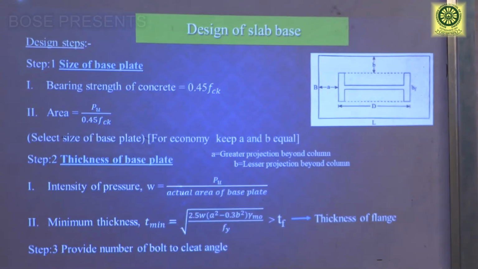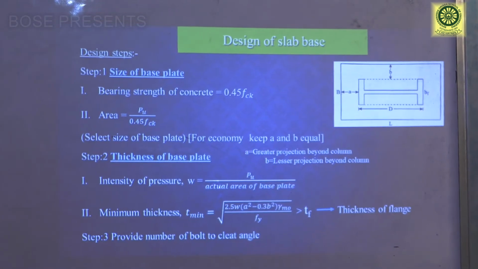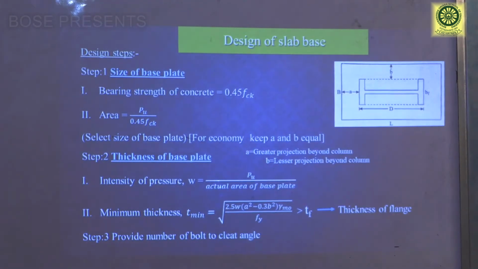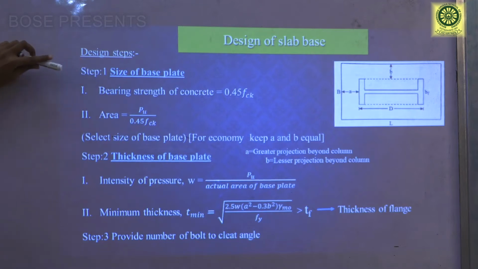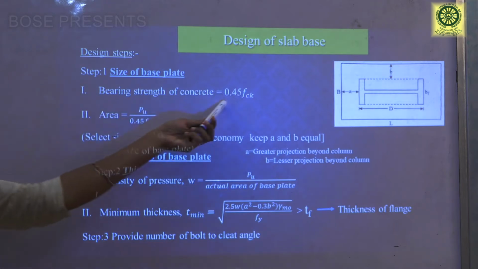Then design steps of slab base. In design steps of slab base, first step you need to calculate the size of base plate. For that, in the problem the load is given. To calculate the size of the base plate, means the area of the base plate, we need the pressure. So for that, bearing strength of concrete we need to calculate first. Bearing strength of concrete as per IS 456 is 0.45 fck.